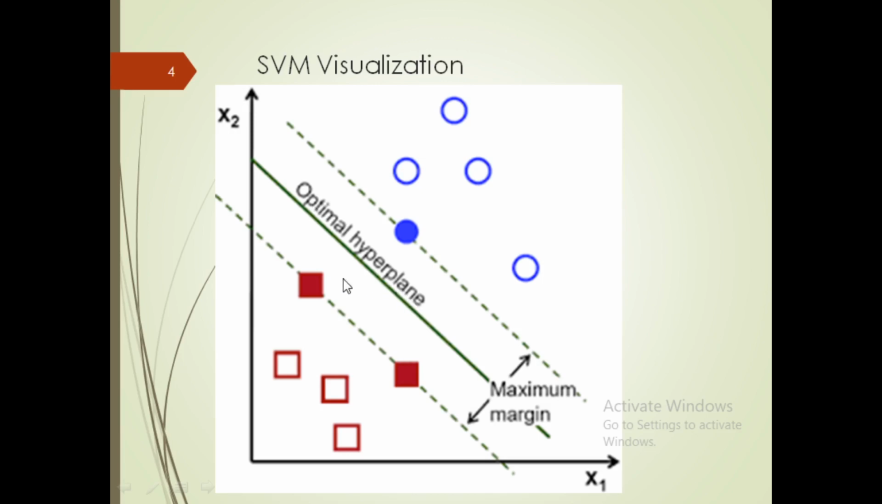Next thing is regarding the gutters. You can see over here, we have drawn a dotted line which is parallel to this optimal hyperplane, and apart from this, here also we have drawn a dotted line which is parallel to this optimal hyperplane. And as we have seen, our goal is that the margin should be a maximum one. That is our maximum margin over here.